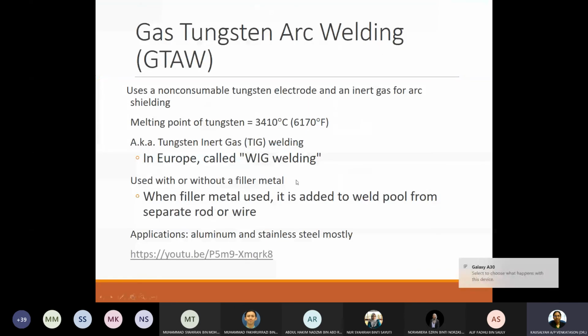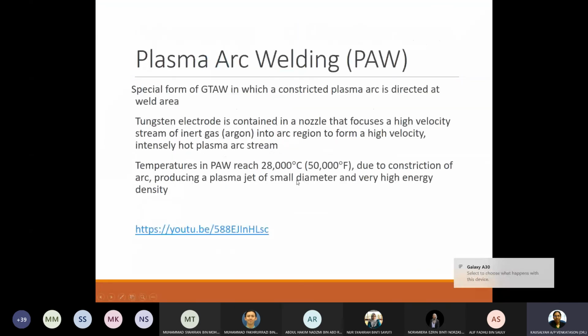So that is gas tungsten arc welding. And then now we move into plasma arc welding. All right, so this is a special form of gas tungsten arc welding in which a concentrated plasma arc is directed at the weld area.